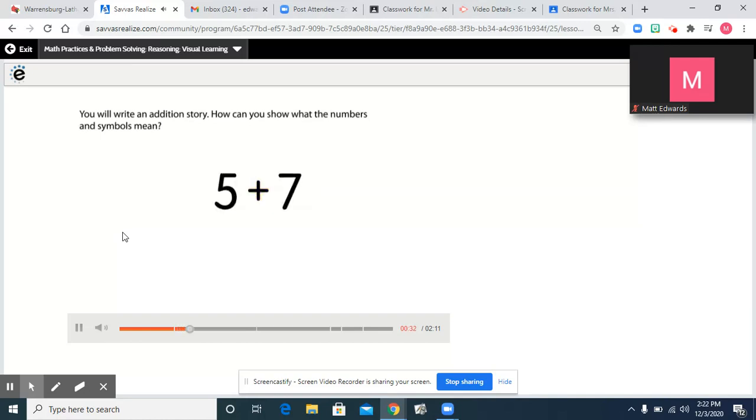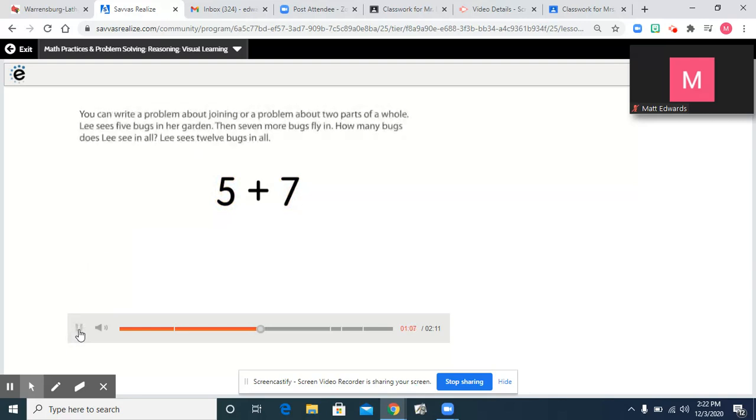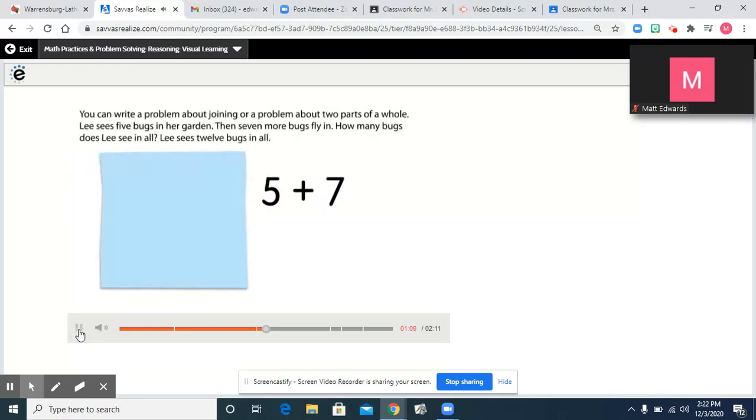How can you show what the numbers and symbols mean? Think about what 5, 7, and the symbol mean in the problem. You can use that to write a story. What does the symbol mean? It is the plus sign, and it means that you are going to add. What numbers will you add in this problem? You will add 5 and 7. What kind of number story can you write? You can write a problem about joining or a problem about two parts of a whole.